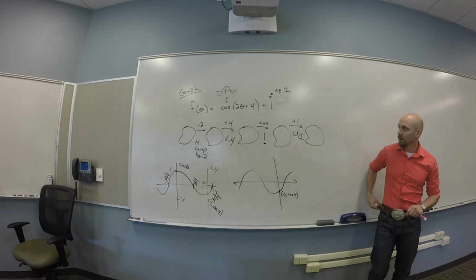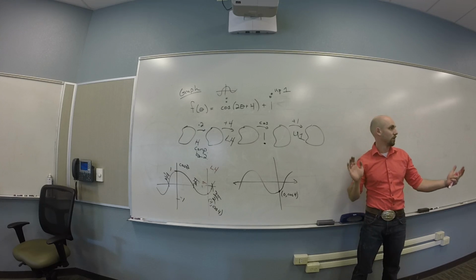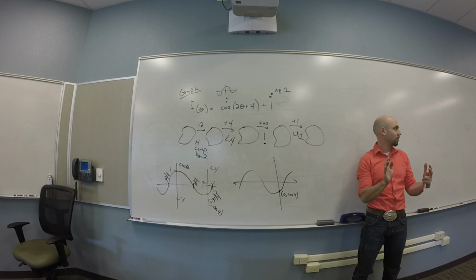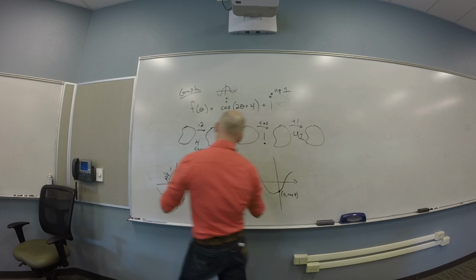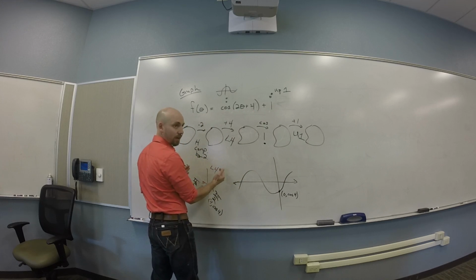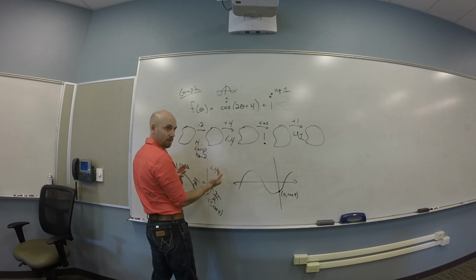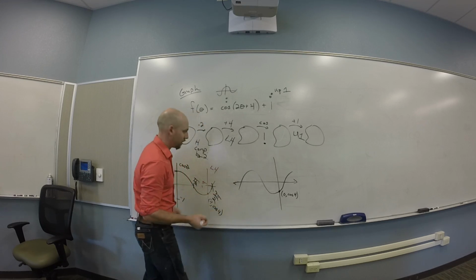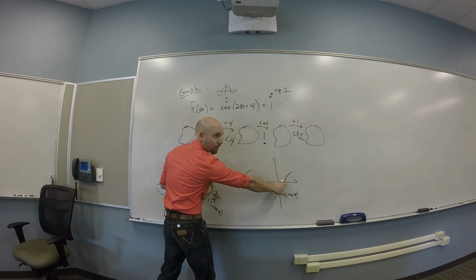Then I need to horizontally compress everything by 2, right? That's the period in half. So I'm going to cut the period in half, which is going to be smashing this whole thing in. You guys see that?